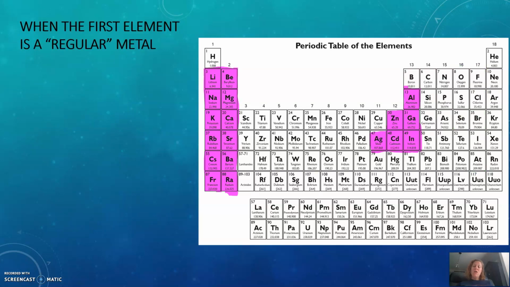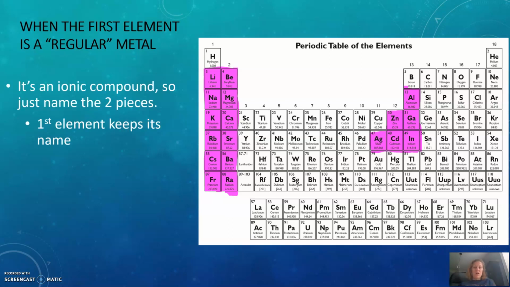So when the first element is what I call regular metals, I did that in parentheses, these are the elements that have just one charge. A couple of these in here actually only have one charge too, but these two columns for sure. If anything is in these first two columns, they never, ever, ever get Roman numerals. They're just regular metals, and they're ionic compounds.